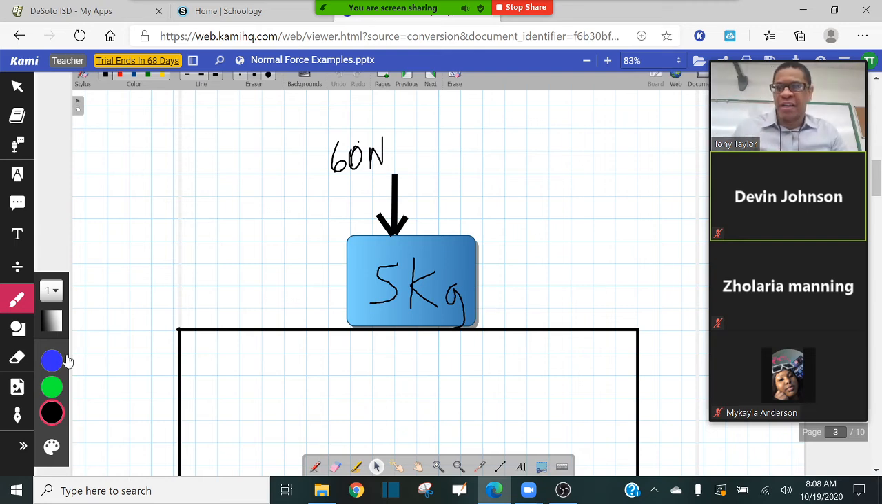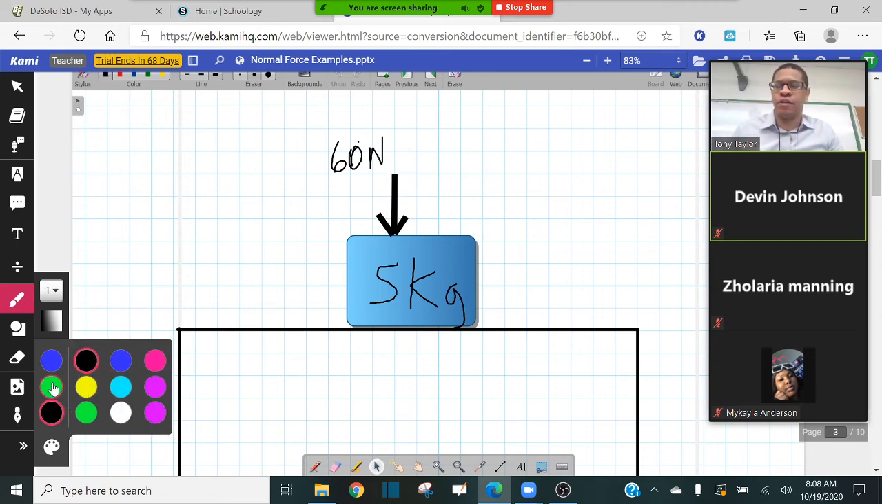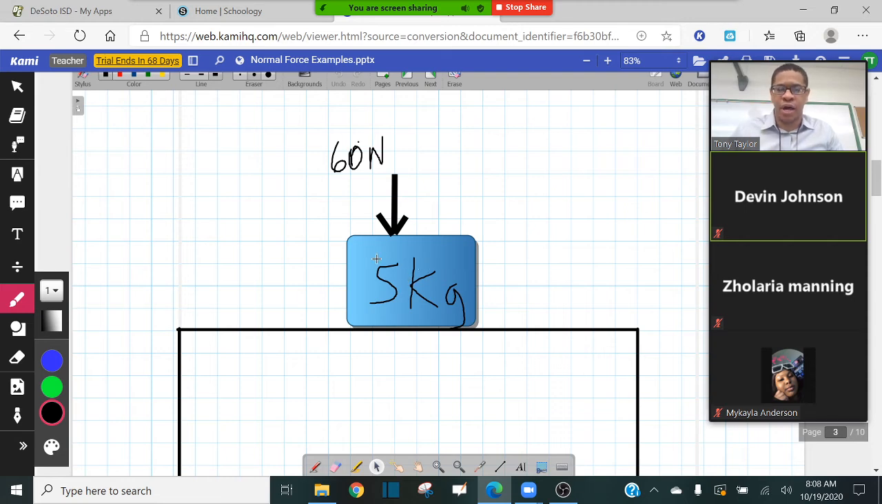As I'm pushing down on a book, here, there are other forces involved. This book or this block, whatever you want to call it, this blue box. As I'm pushing down on this blue object, let's say I push down.